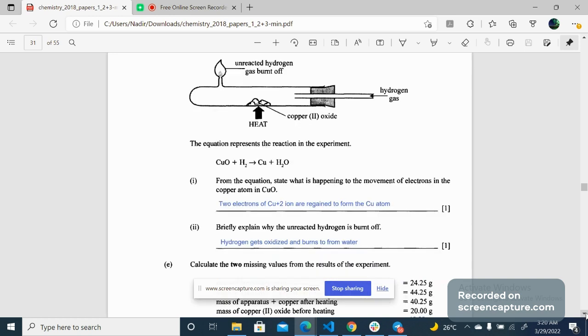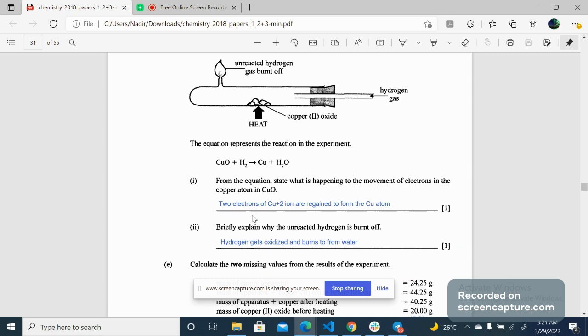From this equation it is asking us what is happening to the movement of electrons in the copper atom in CuO. In copper 2 oxide, copper is one of the ions, the oxygen being the other. While copper was in ionic form, it had a plus 2 charge, because oxygen is much more electronegative, so it attracts valence electrons from copper in order to form a bond with copper.